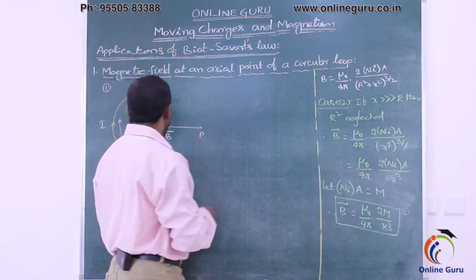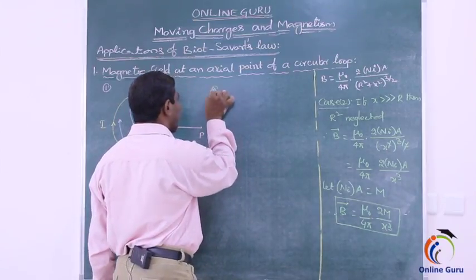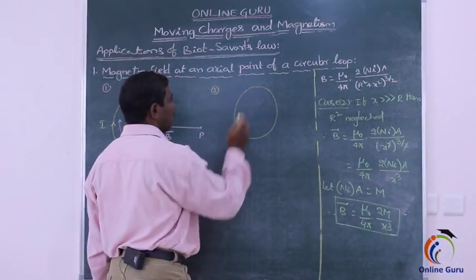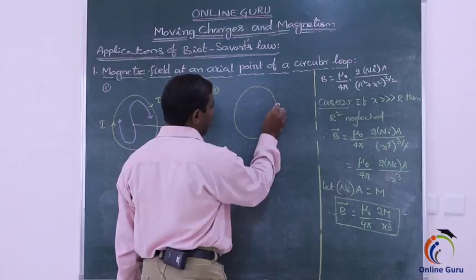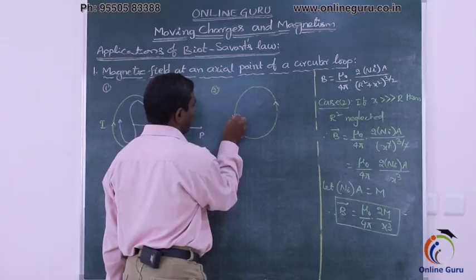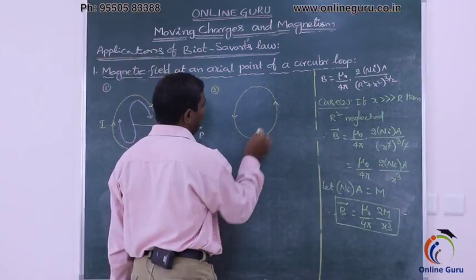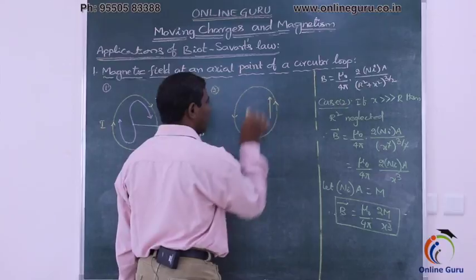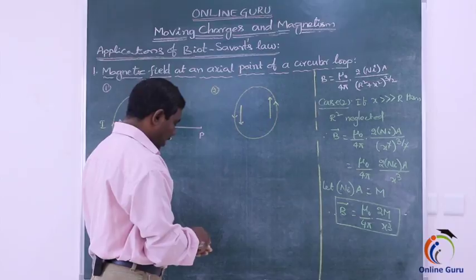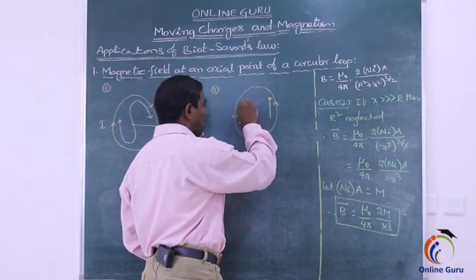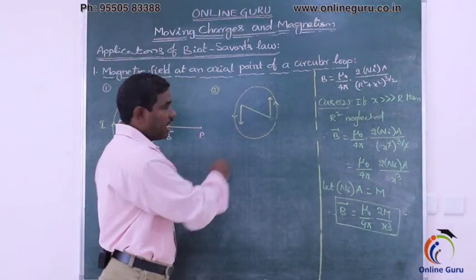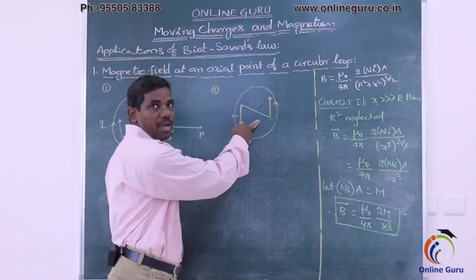Then what about the second case? Take a circular current carrying conductor. It carries the current in an anticlockwise direction. When the direction of current is anticlockwise, we join the tail ends. When we join the tail ends, here we can observe the N. N means the north pole of the magnet.